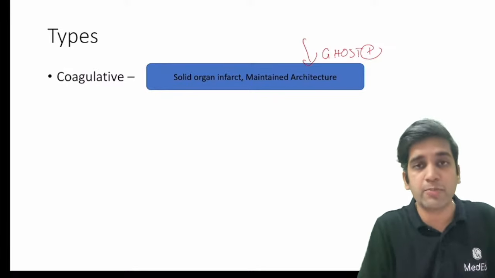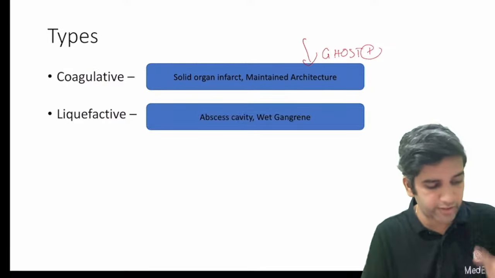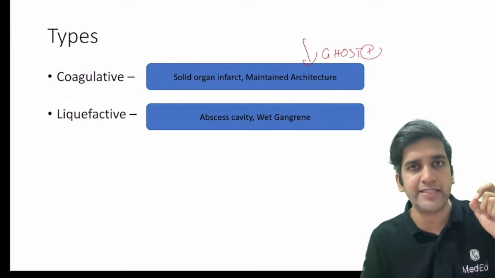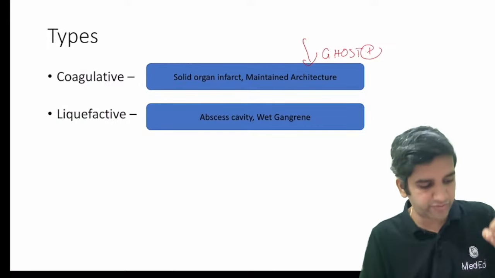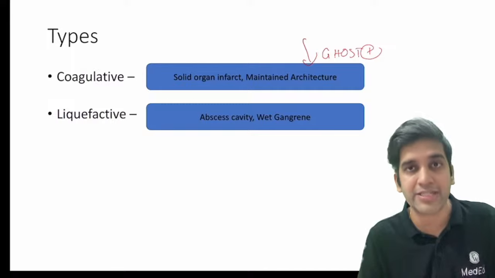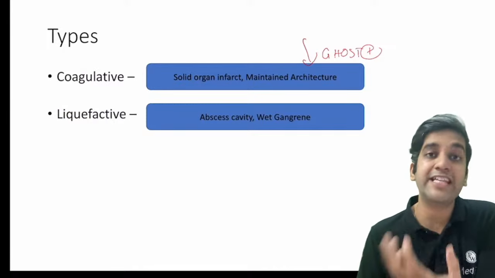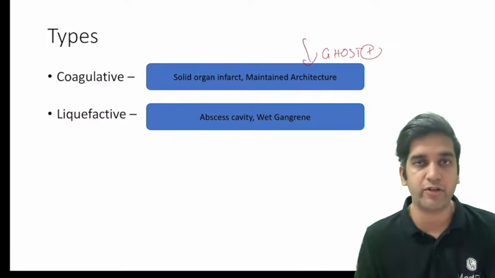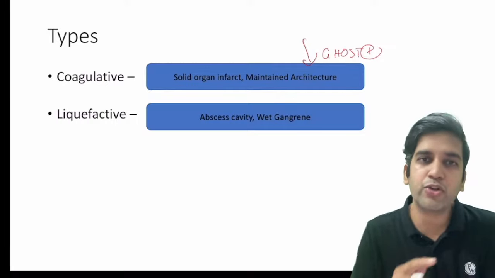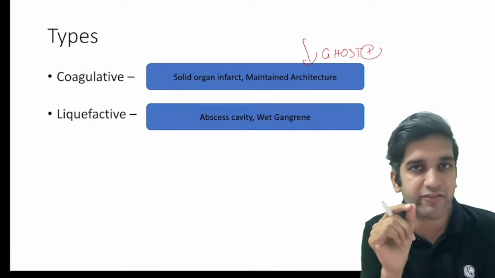Perfect, right? So next is about liquefactive necrosis. Liquefactive necrosis should be seen in an abscess cavity. In case of wet gangrene, you will see liquefactive necrosis. And like you guys said, in a CNS infarct, you'll have liquefactive necrosis by default, right? So in addition to this, I'm just going to ask you a simple question. I want you to listen carefully and answer.